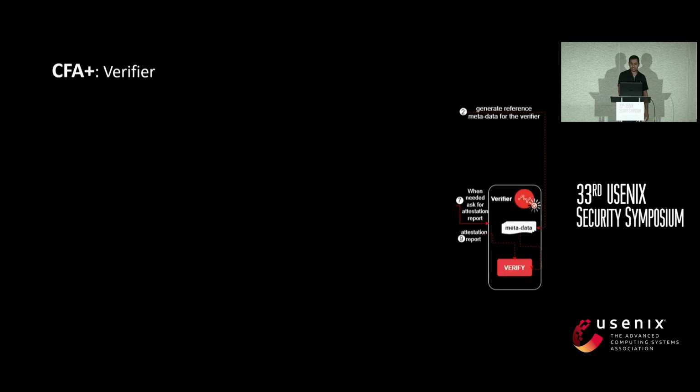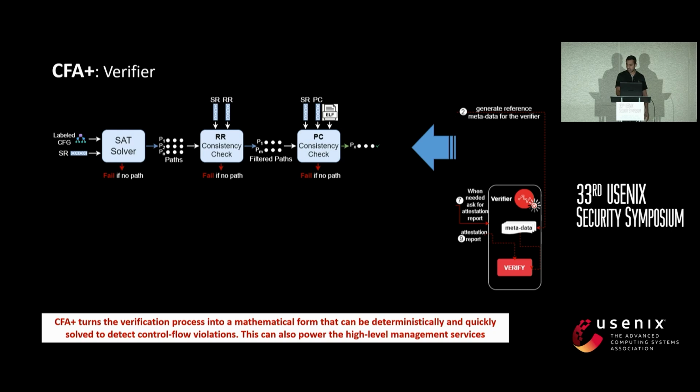And in terms of verification, we implement a very efficient and scalable verifier module. We utilize the SR value plus our labeled control flow graph that we generated at compile time, to extract all the paths that would contain the reported SR value. And then we reason about the consistency using the two other reported values, which are the reference register and the program counter registers.